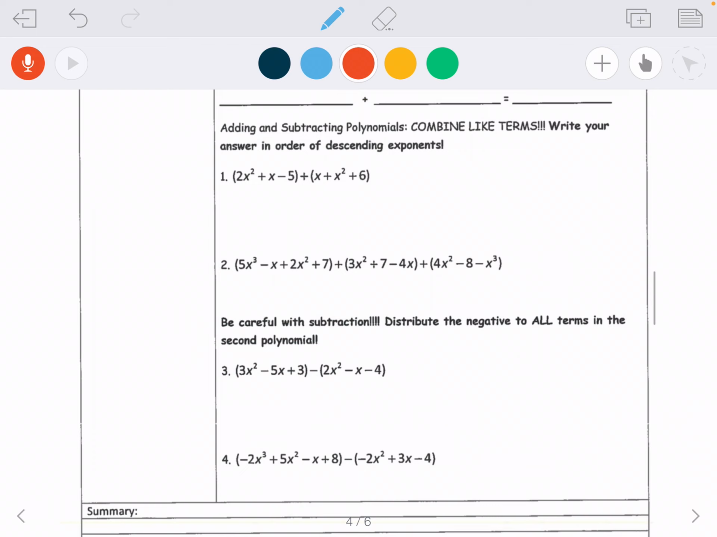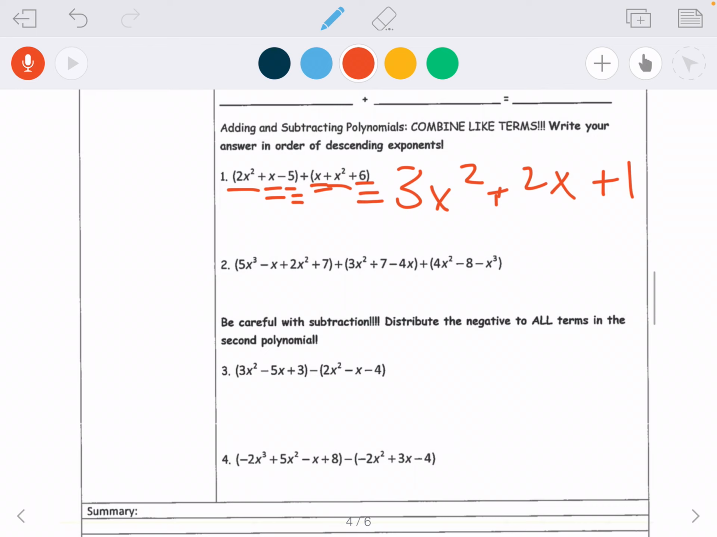So here are some other examples. I'm going to run through number 1 and number 3. So number 1, again, you're just combining like terms. So I have my x squareds, and if I combine those, that's going to give me 3x squared. Moving on to the x's, I have 2 x's, and they're both positive, so I have plus 2x. And then finally, I have these constants. -5 plus 6 is going to give me +1. So that right there, 3x squared plus 2x plus 1, is the fully simplified version of that.